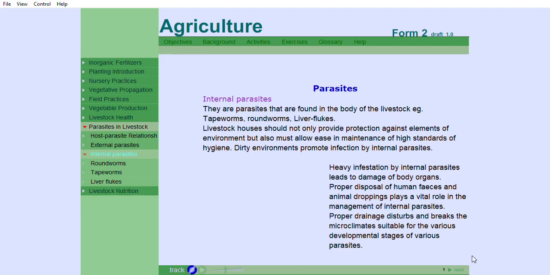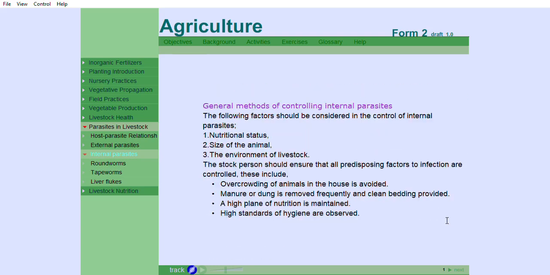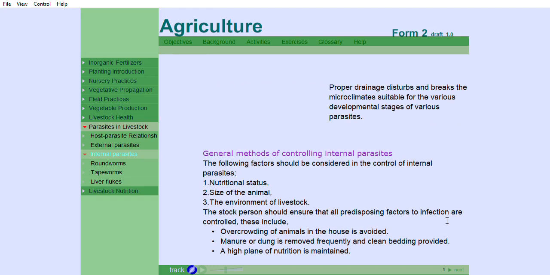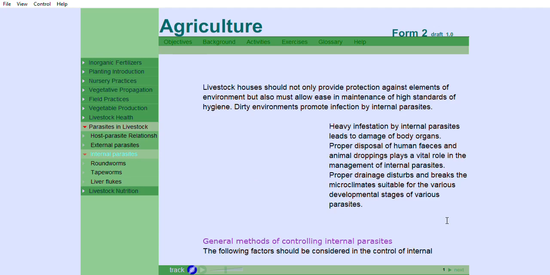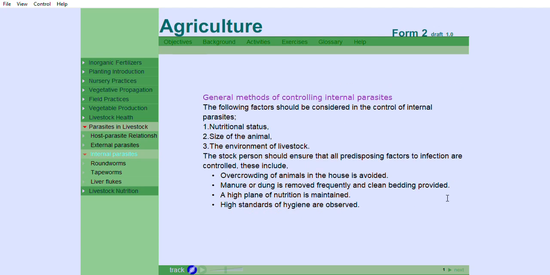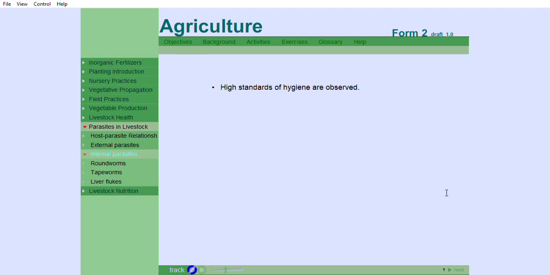Roundworms. Roundworms attack common livestock animals, for example, sheep, goats, cattle, pigs, donkeys, and poultry. Heavy infestation by roundworms leads to anorexia, diarrhea, pot belly, eggs and adults in feces, general body emaciation, starry coat, and anemia. The eggs of roundworms must be ingested by the host animal for its life cycle to be completed.